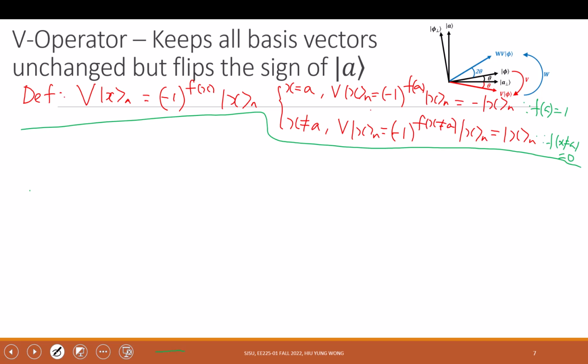We assume we can implement it. Okay, but does it do the work? What does it do for V? It flips any vector about A perpendicular. Okay, so let's show that. Let's check if it flips any state beta about A perpendicular. Okay?